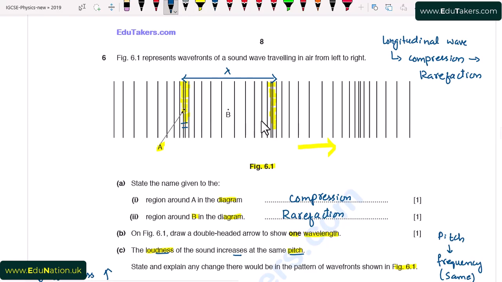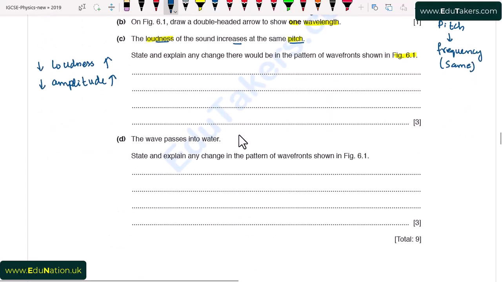So I'm going to draw here more lines because the amplitude increases. So the compression also increases. There will be more compressions. And in case of rarefaction, these lines, that is wavefronts, will get further apart from each other. So I write here, loudness does not affect the wavelength.